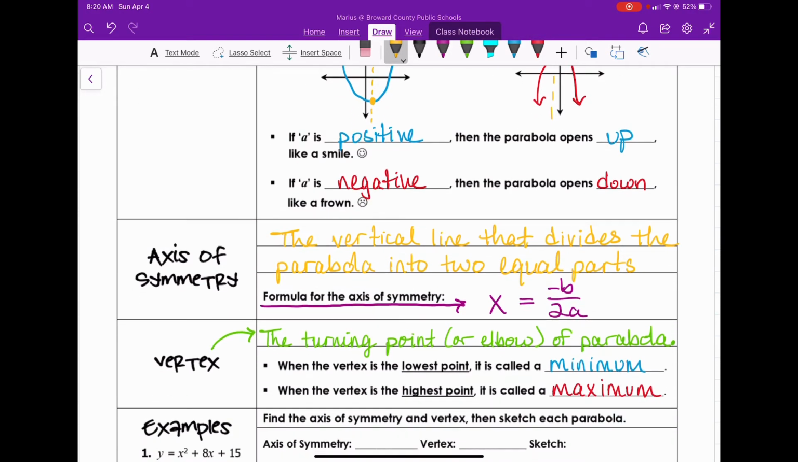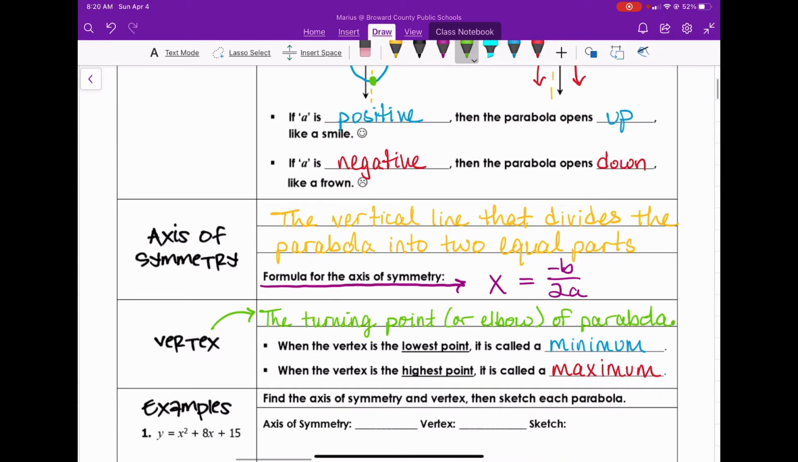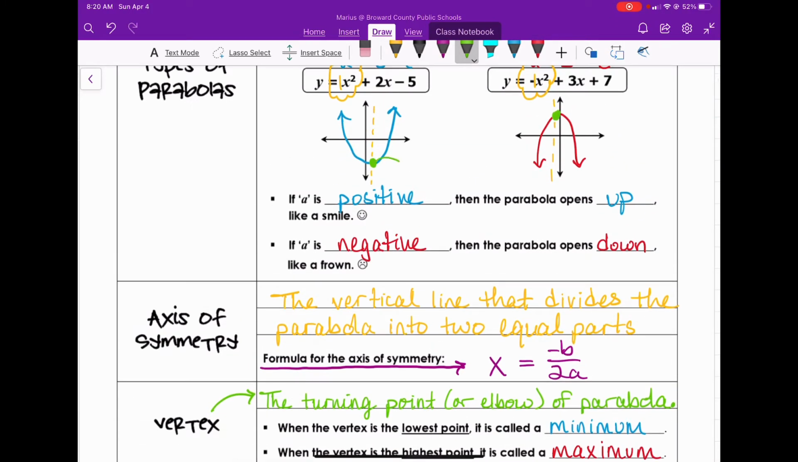Now, the vertex is the turning point or the elbow of the parabola. Going back to these examples, right here where I'm highlighting in green is the actual vertex. The yellow dotted line is the axis of symmetry, but the vertex is the point on the parabola where it changes directions. This vertex is called a minimum because it's at the bottom, the lowest point on the graph. And this vertex here is called a maximum because it's the highest point on the graph.